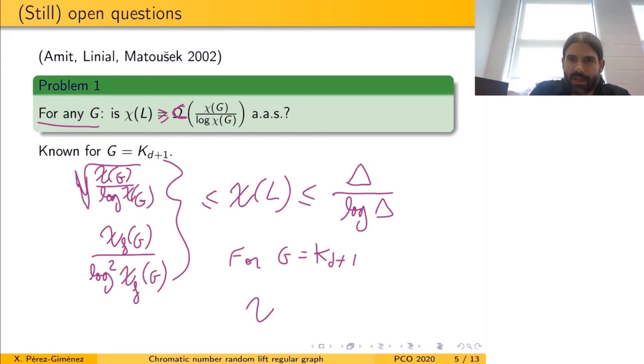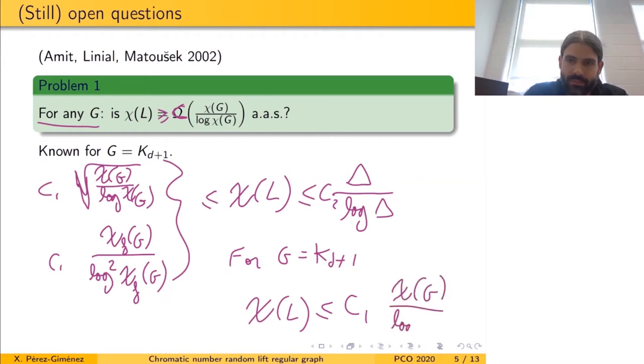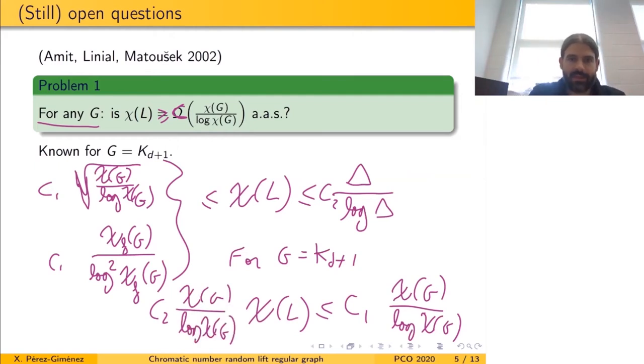I forget, there are always constants here. So if G is the complete graph, they show that this is the right value for the chromatic number of the random lift. Anyways, I made a mess, but long story short, they conjecture that this lower bound is true for every graph, but they have some partial results.